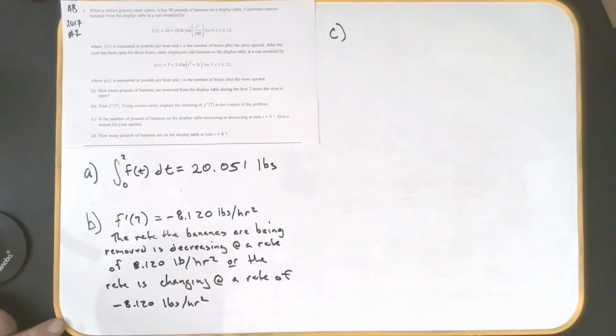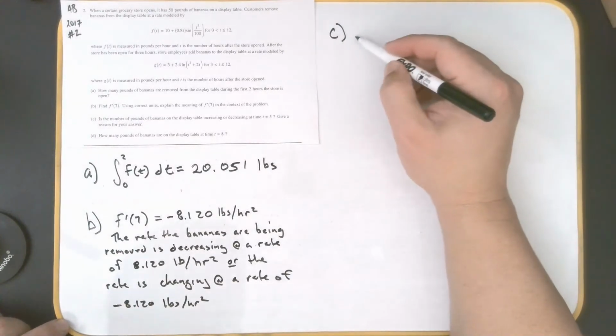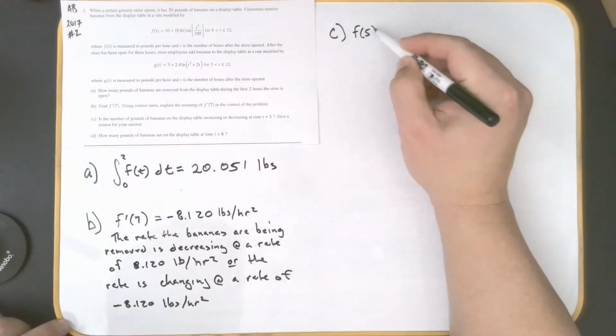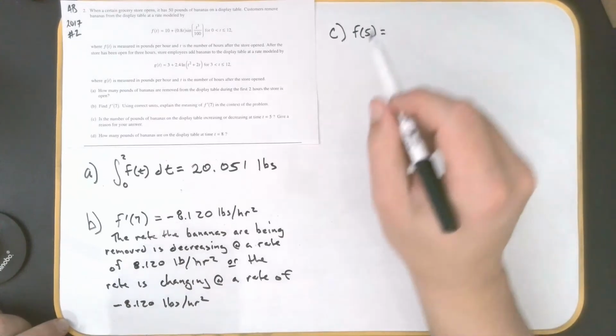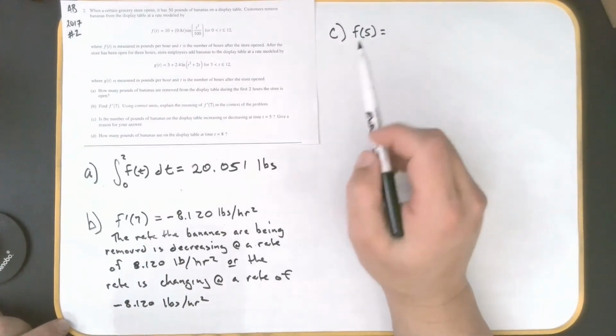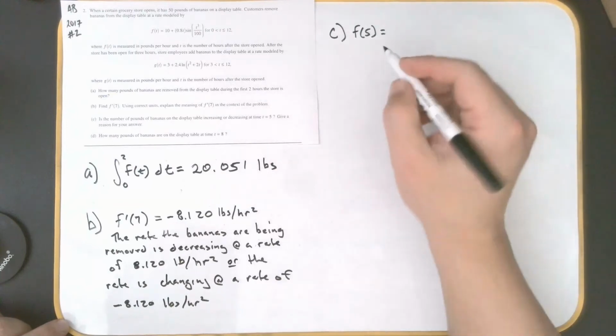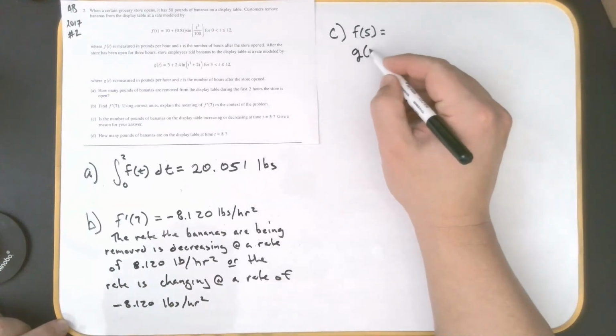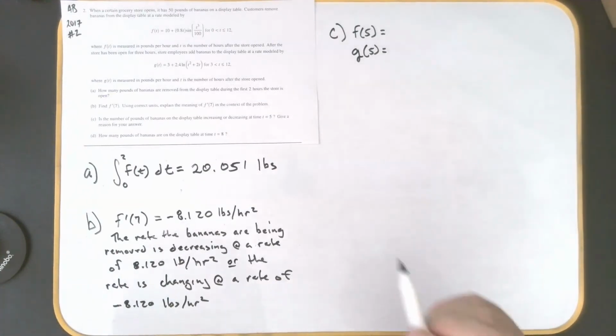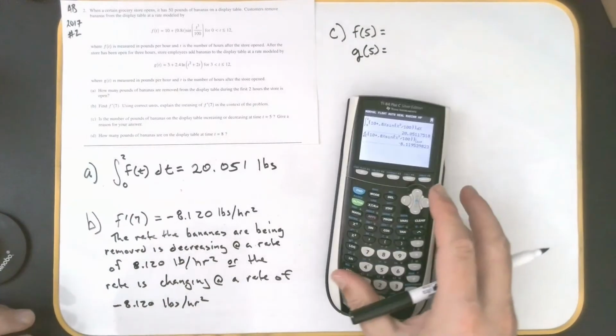Part C says, is the number of pounds of banana on the display table increasing or decreasing at t equals 5? Give a reason for your answer. Well, there's two approaches to this question, and the first thing we should probably investigate is what's going on at time equals 5. So if we figure out what f of 5 is, we could then compare it to what g of 5 is, and then we could see which one's bigger. So let's go ahead and do that.